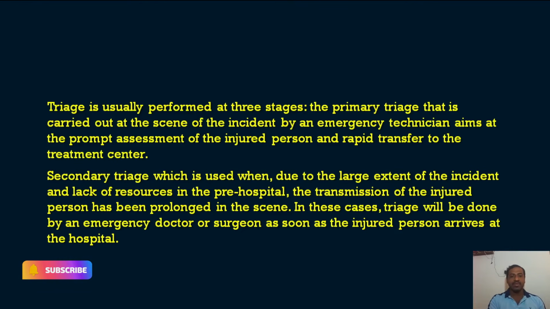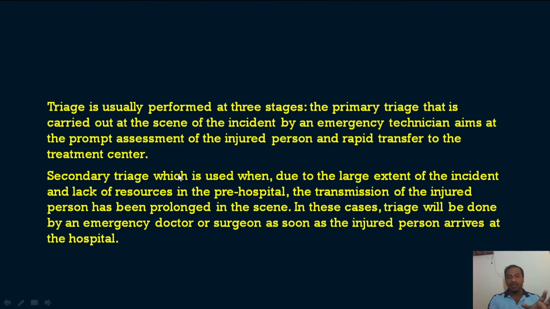You know that triage is usually performed in three stages: the primary stage, the secondary stage, and the third stage. The primary triage happens at the scene of the incident. It is carried out by an emergency technician and aims at the prompt assessment of the injured person and rapid transfer to the treatment center. If something happens at a particular site, the emergency technician will assess the patient promptly, and the injured patients will be transferred to the treatment center. The assessment at the scene of the incident is known as the primary triage.